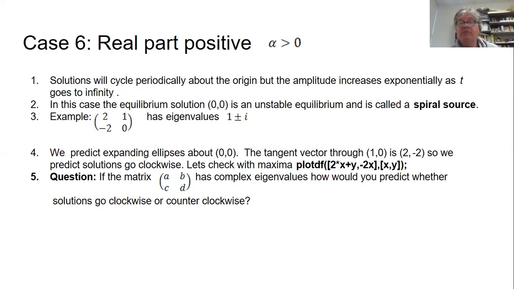I do the same trick as before. I take the vector, I go to the point 1, 0. I look at what the tangent vector is. I hit 1, 0 with that matrix 2, 1, minus 2, 0. I see I get 2, minus 2. So it's going out in the x direction and it's going down in the y direction. So it's going to go clockwise. So again, I'm going to check that with Maxima.